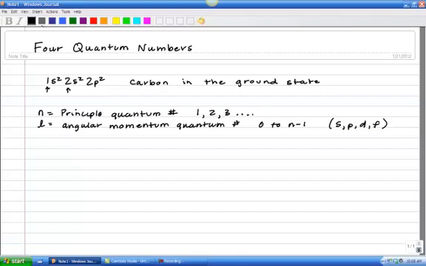The next quantum number is m sub L. M sub L is the magnetic quantum number. M sub L has a value between L and negative L, L being the angular momentum quantum number, including 0. This is related to the orientation of the orbital in space relative to the other orbitals in the atom. So in a p sublevel, it would kind of be like x, y, z.